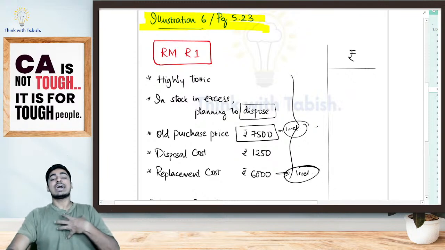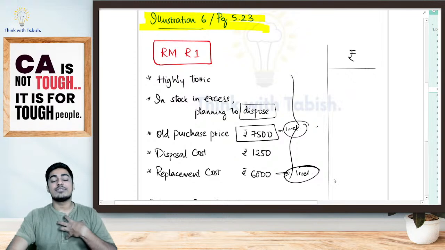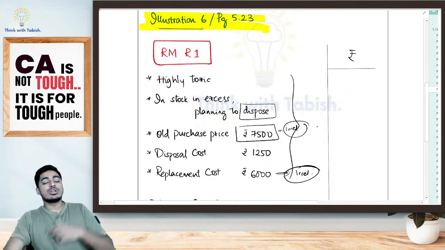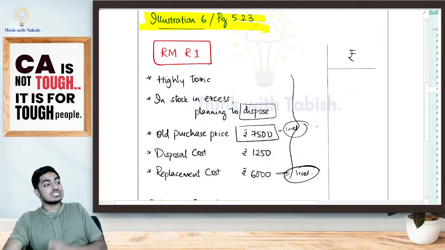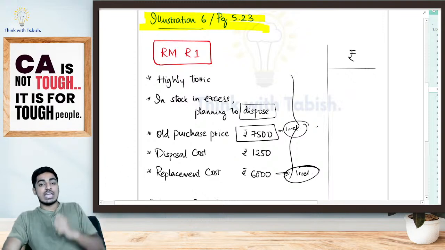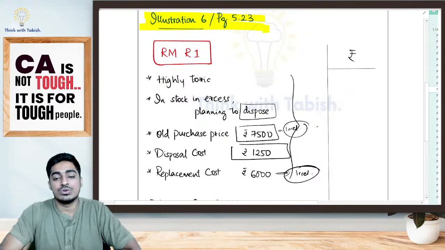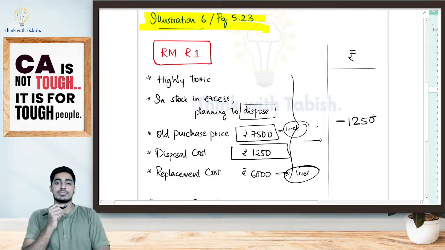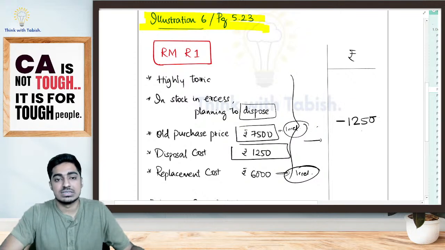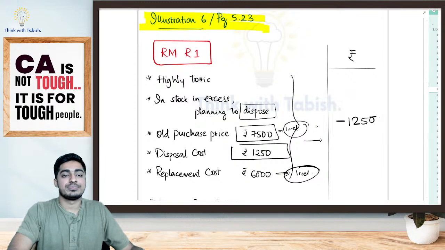So what I would have done, if there was no special job, is sold it off as scrap, and to dispose of this, I would have incurred 1,250. I would have paid 1,250. This 1,250 is what is going to be relevant. So I will write the relevant cost as minus 1,250. Is it clear, students? Should we continue?